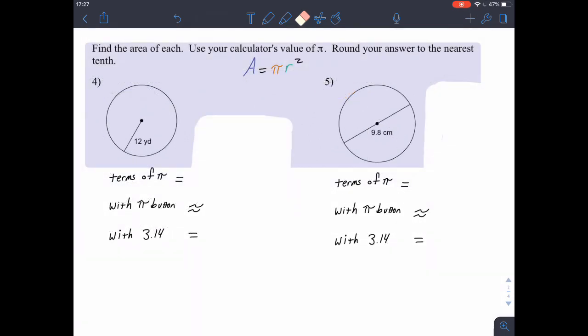Next, let's try to calculate some areas of circles. We use the formula area equals pi times radius squared.